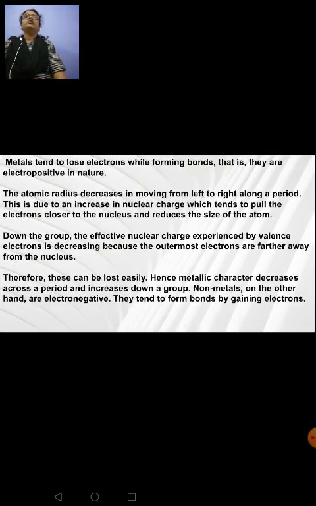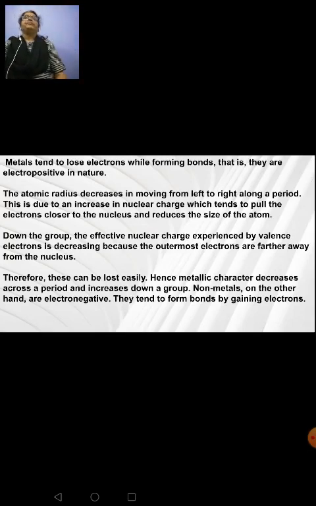The elements that tend to lose electrons are categorized as metals, and they are electropositive by nature. And we had learned that when we were doing atomic size and radius, across a period the atomic size decreases, and down the group it increases because of the nuclear charge. When you come down the group, the number of shells keeps increasing, therefore the attraction also reduces, because of which the atomic radius also increases. Similarly, metallic character across a period decreases, and down the group it increases.